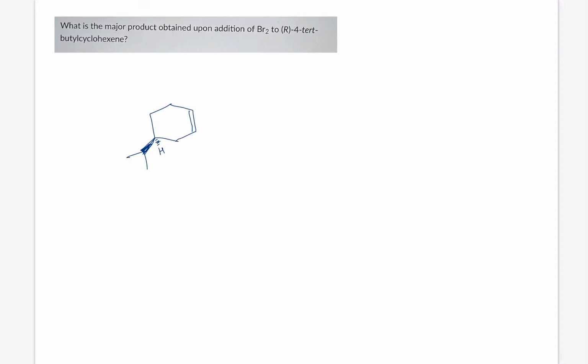Now, if you imagine that it's going to react with bromine, if we do the bromination, what's going to happen is it's going to form the cyclic bromonium ion intermediate. That's going to look like this, right? But which side is the cyclic bromonium ion intermediate going to be formed? It's definitely going to get formed on the side that's opposite to that of this tertiary butyl group. So this tertiary butyl group is facing toward us, and therefore the cyclic bromonium ion is going to be formed on the opposite side. Okay, so let's draw the structure.